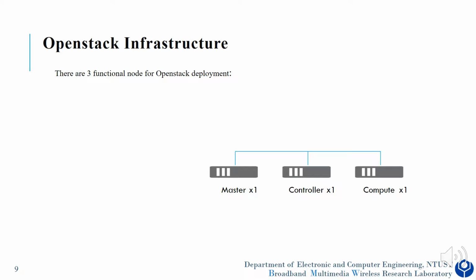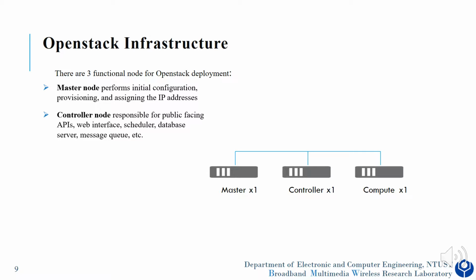Talking about the infrastructure, OpenStack has three functional nodes in our deployment. The first one is the master node. The master node performs provisioning for the controller and compute nodes, including initial configuration as well as assigning IP addresses. The controller is where the APIs, web interface, which is Horizon, scheduler, database server, and message queue lie.